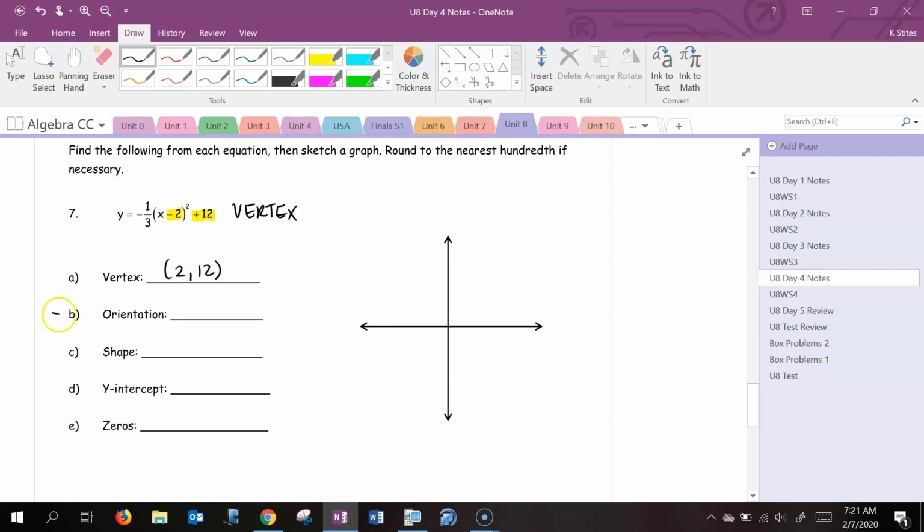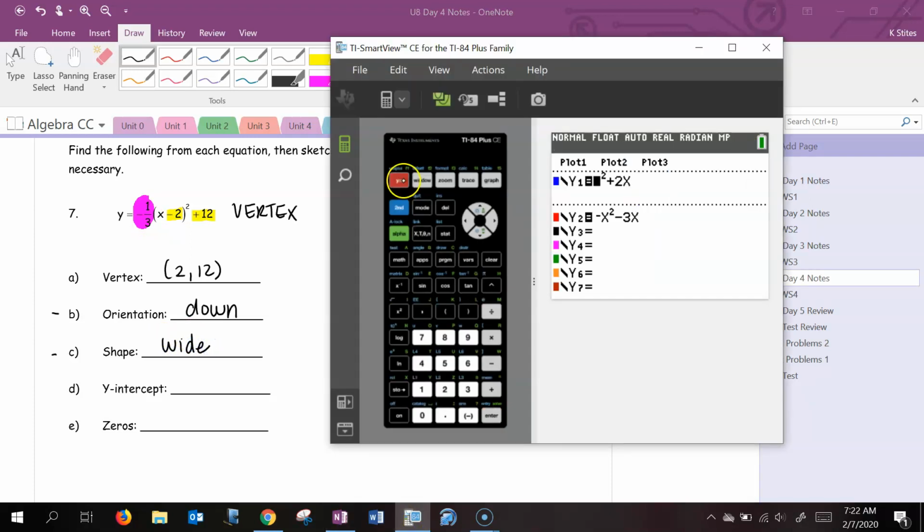We can also identify orientation and shape without our calculator. So orientation and shape, again, we'll look at this right here. It's a negative, so orientation would be down. Shape, we have a fraction, so it will be wide. Here's the thing, you do get to use your calculator for this one, so if you're not sure about any of that information, you can look at it on your calculator. So let's type it in now and verify that what we have is true. You notice I cleared out everything else.